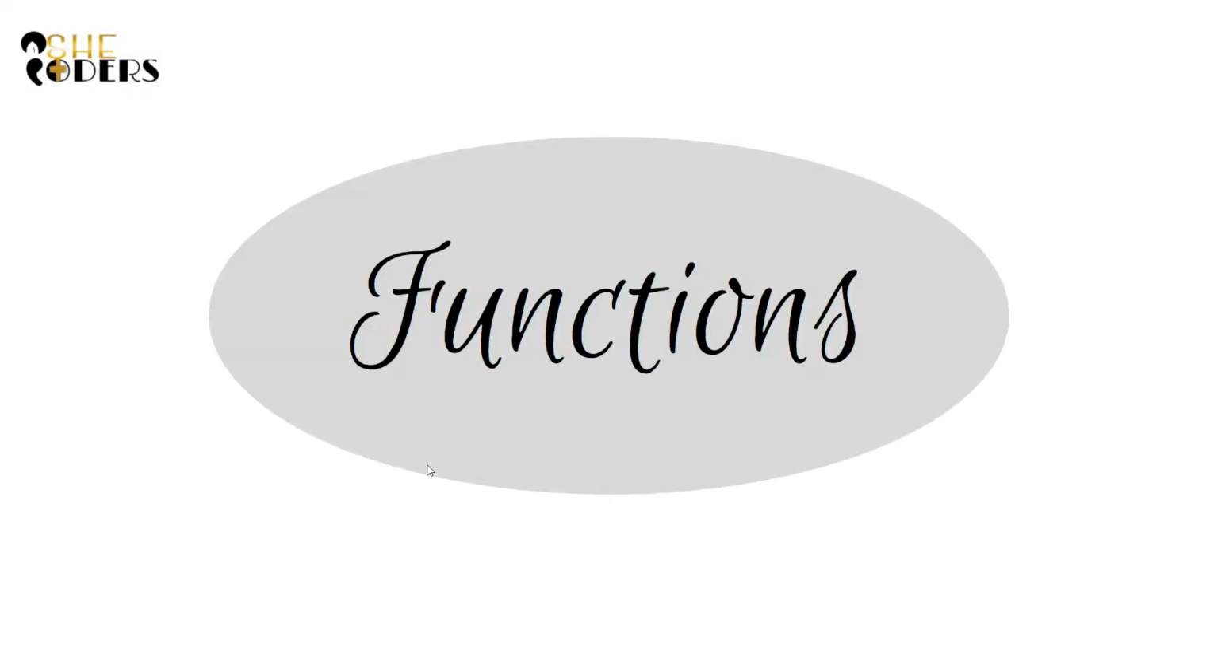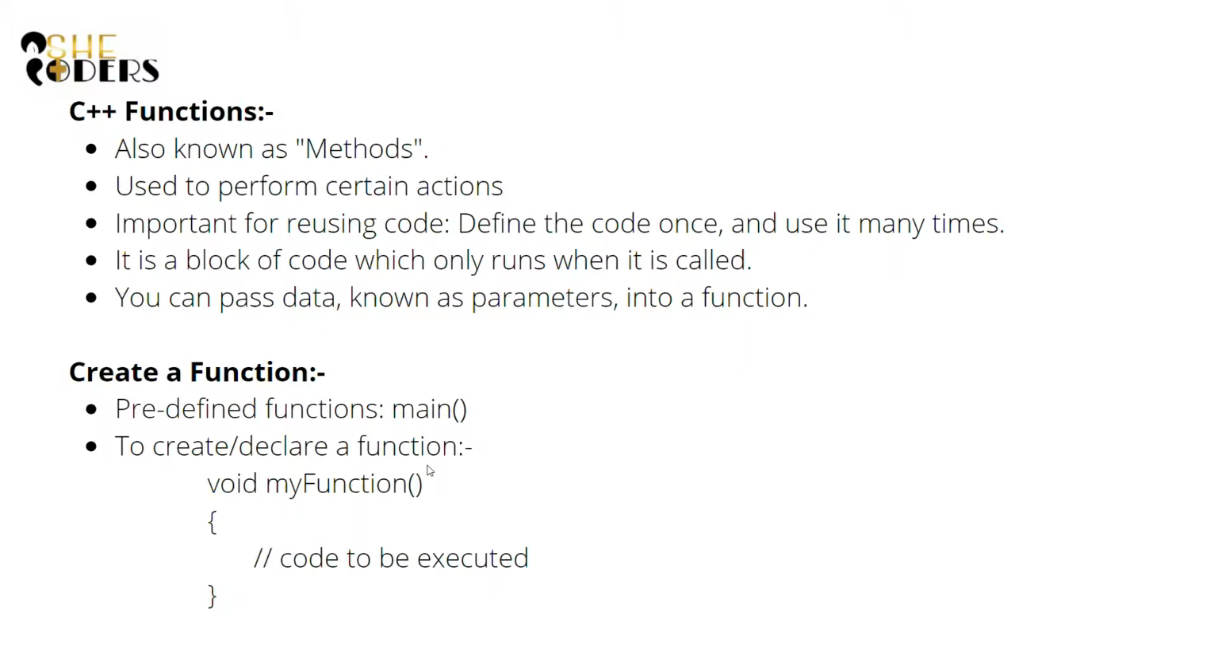So let's begin with functions. So what are functions basically? Functions are also known as methods that are used to perform certain actions. These are important for reusing the code. What it means is you only need to write the piece of code once and you can use it as many times as you want in future, irrespective of the number of lines, because the functions can consist of 2 to 3 lines or even one line or hundreds and thousands of lines. But irrespective of the number of lines in the piece of code inside the curly brackets, you can call the function and use it whenever you want once you declare it.